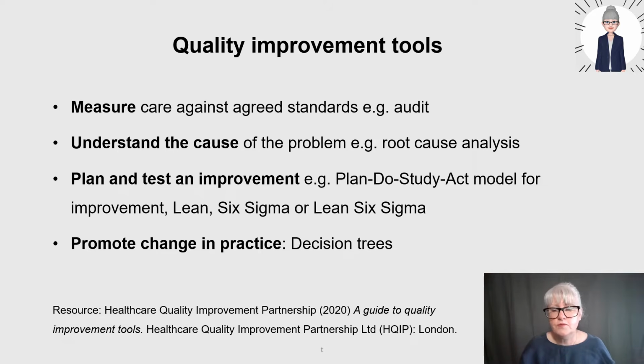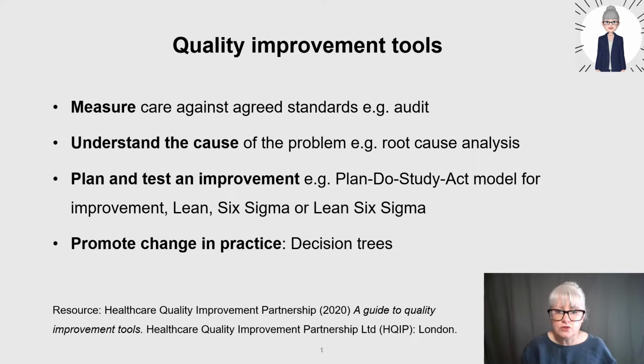When we look at quality improvement methods and the quality improvement tools, they have different uses and purposes and aims. So some tools will aim to measure care against agreed standards to improve quality, such as audit. Understanding the cause of the problem may be the focus of a tool, an example might be root cause analysis, using a fishbone cause and effect diagram, and you identify possible causes linked to a care issue or service delivery. There are tools that plan and test an improvement, such as the Plan, Do, Study, Act model that I'm going to talk about today.